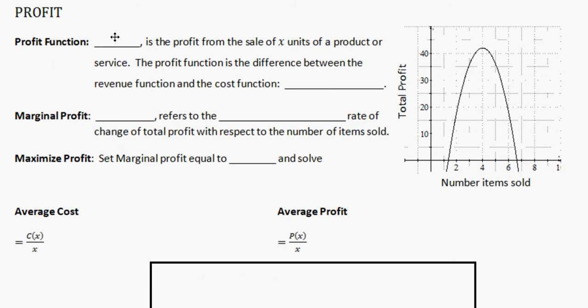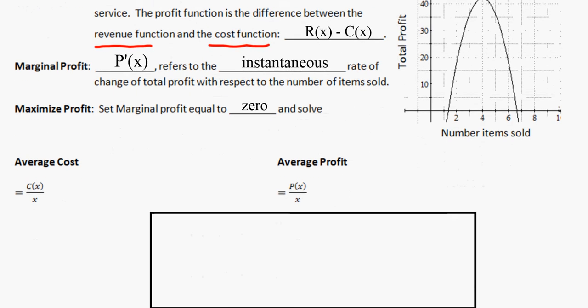And then finally, the profit function. The profit function is P of x, the profit from sales of x units of products or services. The profit function is the difference between the revenue function and the cost function, and it looks like this: P of x is equal to R of x minus C of x. Marginal profit, P prime of x, refers to the instantaneous rate of change of the profit with respect to the number of items sold and also produced. For maximum profit, again, we set the marginal profit function equal to 0 and solve.